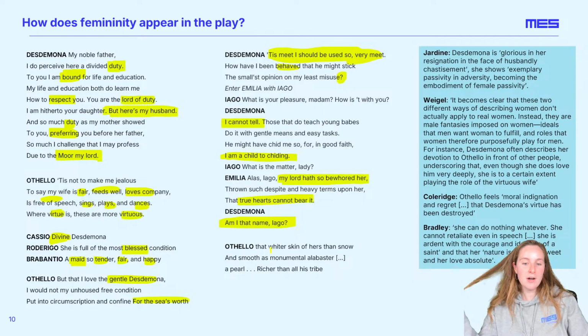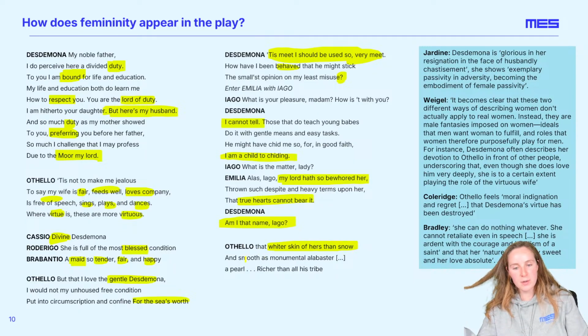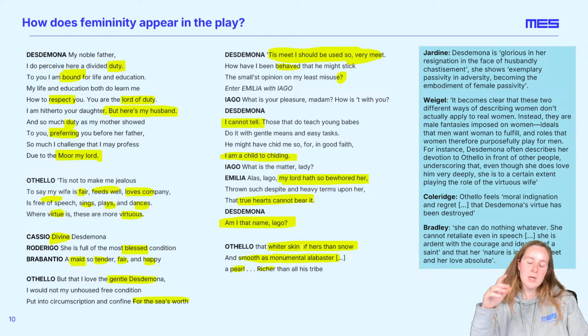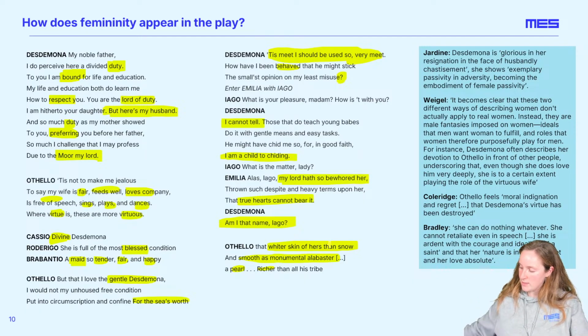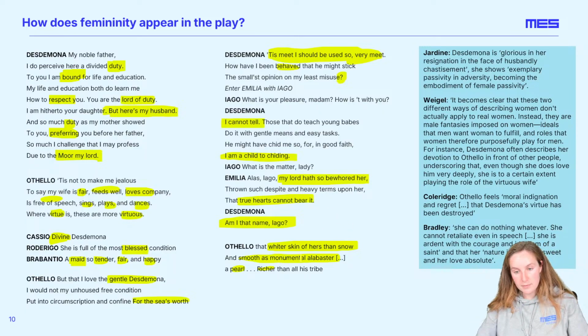And Othello, in our final scene, says, "that whiter skin of hers than snow and smooth as monumental alabaster, a pearl richer than all his tribe." So the imagery of whiteness is so obvious here and clear with how she is idealized, this idea of her as deified, as a statue, as some kind of idol that he worships, as an object that he has thrown away. But this idea of innocence and virginity being paired with it.